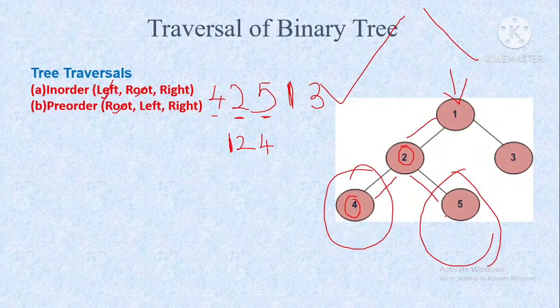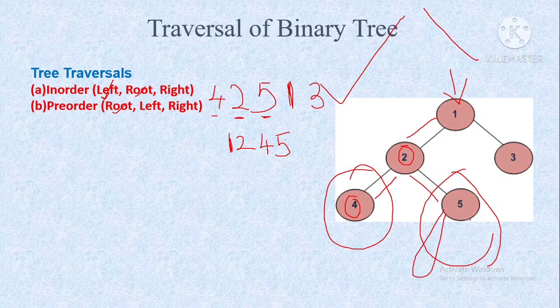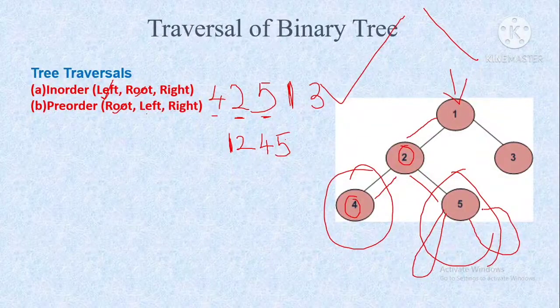Immediately I will write 5 because 5 is a root node for some other subtree. In this case no subtree exists. We try to visit the left subtree and then the right, and I will come again to this root. 5 is the root, so I have visited left and then right and came back to this 5. So again I'll go to this 2. When I came back to this 2, I can simply check that I have visited all the left subtree and then the right subtree. Root comes first, then left and then right.